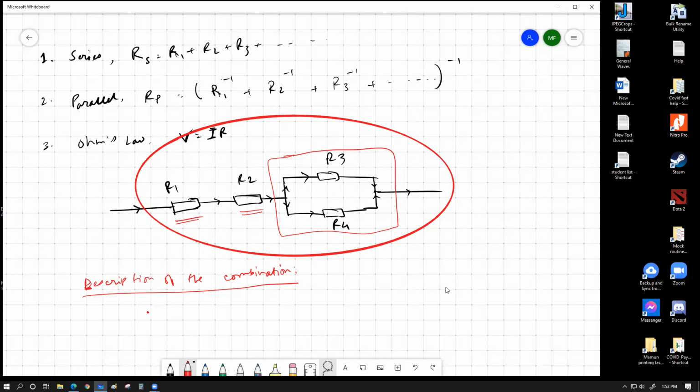Okay, so first write the description, which is: R3, R4 are in parallel. Full stop. Then write: this parallel combination is in series with R1 and R2. So this is your first bullet. Then you're gonna write OR and write the second bullet.